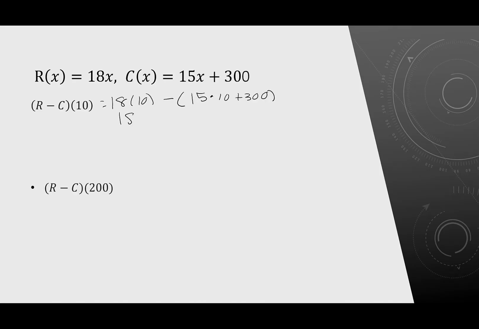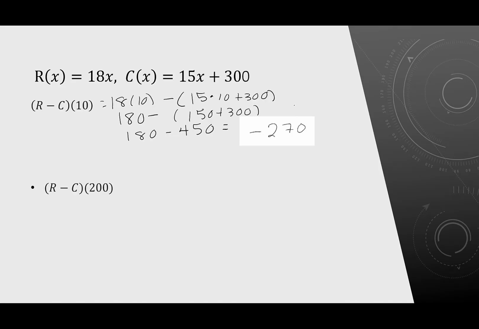18 times 10 is 180. If I do 15 times 10, that's 150 plus 300. So I have 180 minus 450, which is negative 270. So the R and the C, I put in on purpose to stand for revenue and cost. So revenue is how much money a company brings in. Cost is how much money they have to spend to make those items. And you can see here that if this company only sells 10 items, that they're going to lose $135.